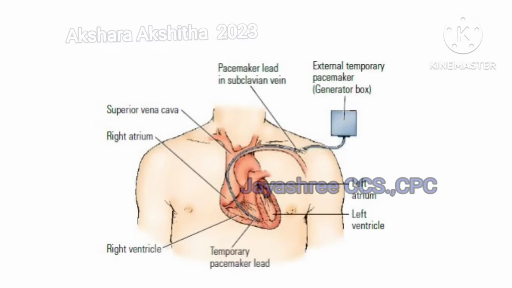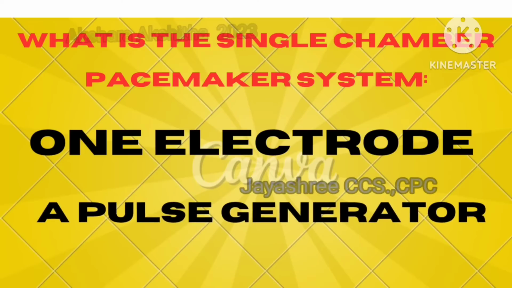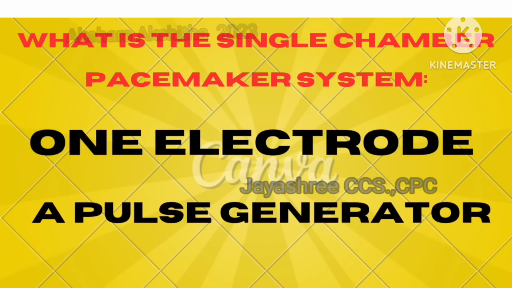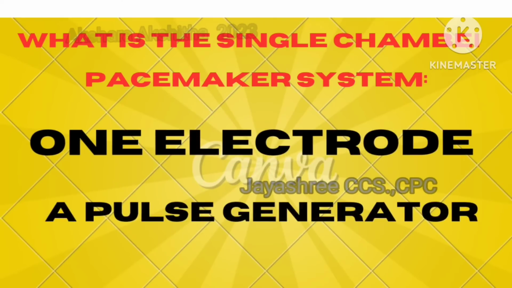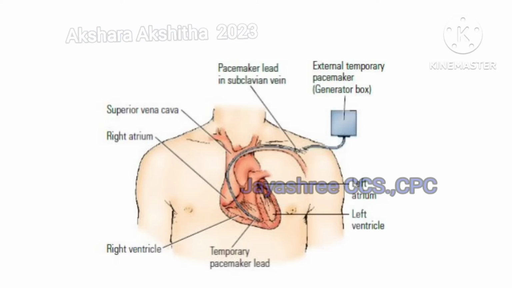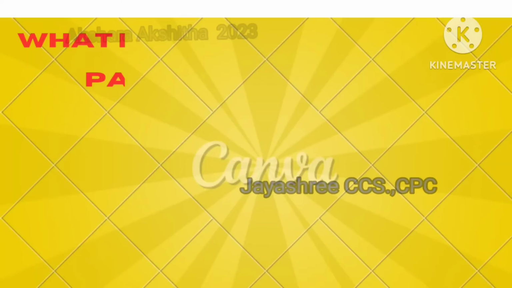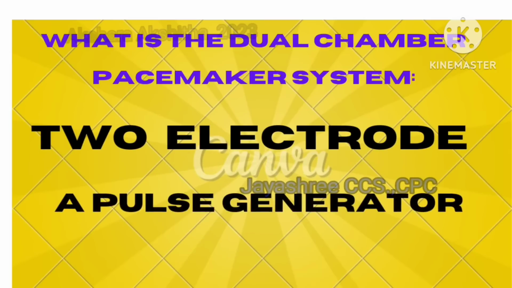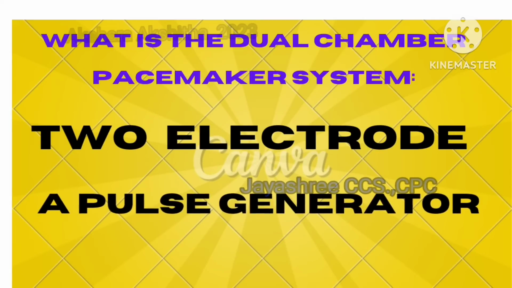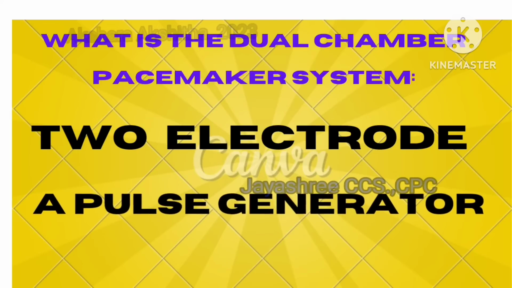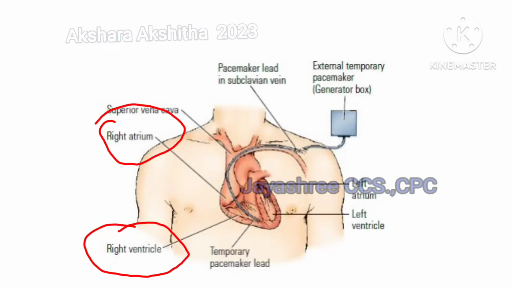Then let's see what a single chamber pacemaker system is. Single chamber means the pacemaker system includes one pulse generator and one electrode or lead inserted in either the atrium or ventricle. So single chamber means one electrode, one pulse generator. Then dual chamber. What is the dual chamber pacemaker system? A dual chamber system includes a pulse generator, one lead inserted in the right atrium and one lead inserted in the right ventricle. So two electrodes and one pulse generator is called dual chamber.